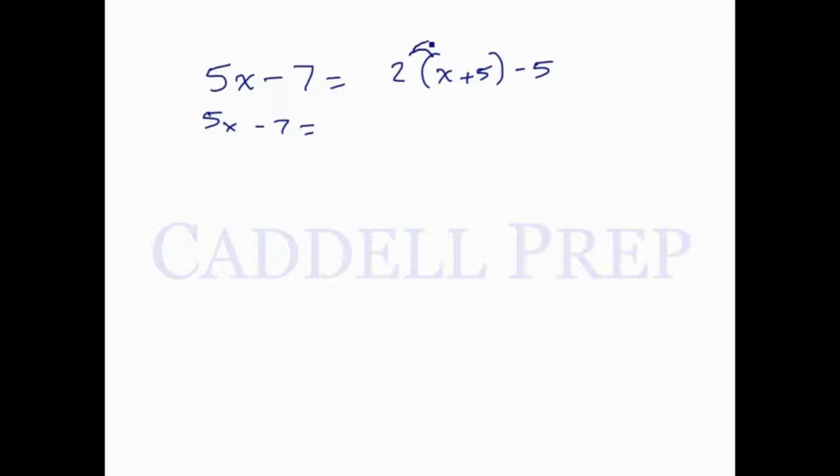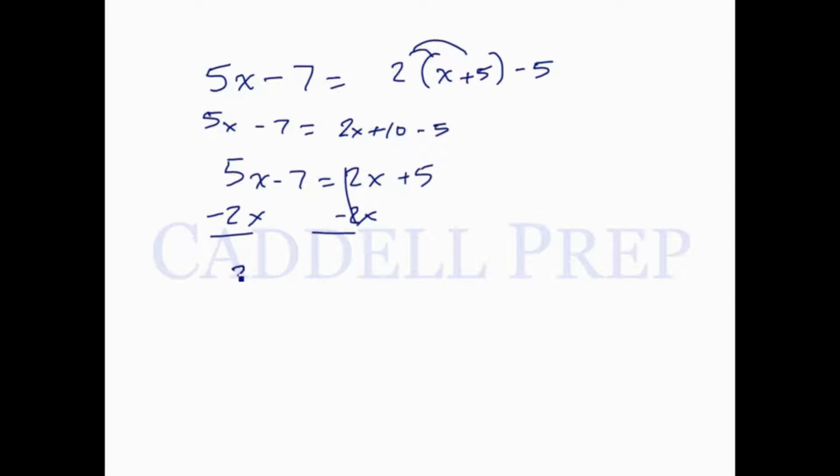So we're going to do that by distributing this 2. So this becomes 2x plus 10. And this minus 5 is on the outside of the parentheses, so it's still going to be minus 5. Alright, so we can combine like terms here, so I'm going to simplify that side still. So 5x minus 7 equals 2x plus 5. Okay, now at this point, I could choose to bring either the 2x to the left or the 5x to the right. I'm going to bring the 2x to the left, so minus 2x minus 2x. So I have 3x minus 7 equals 5.